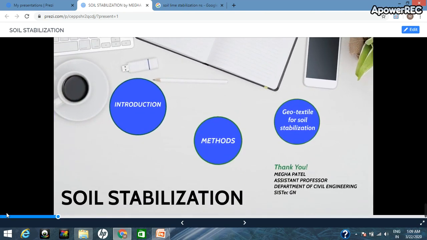So these were all the methods of soil stabilization.